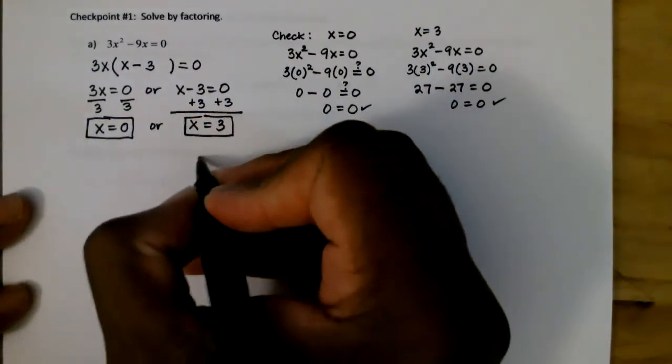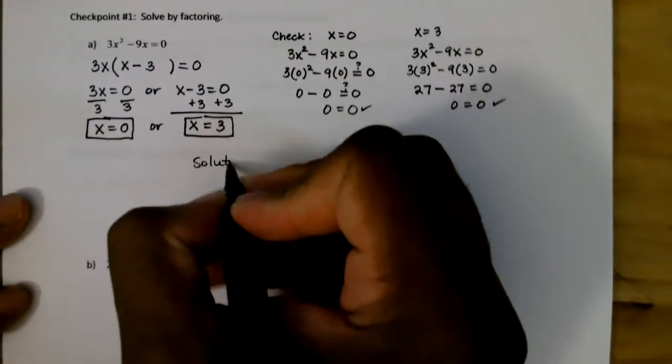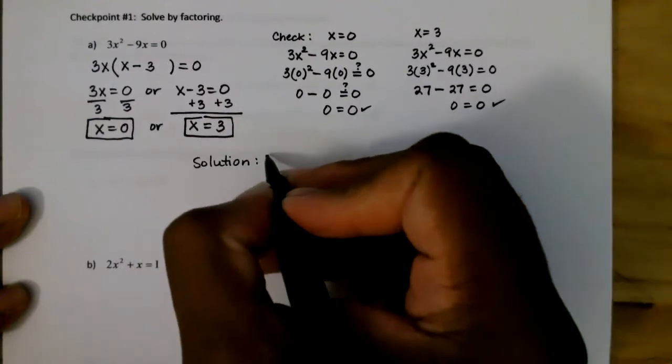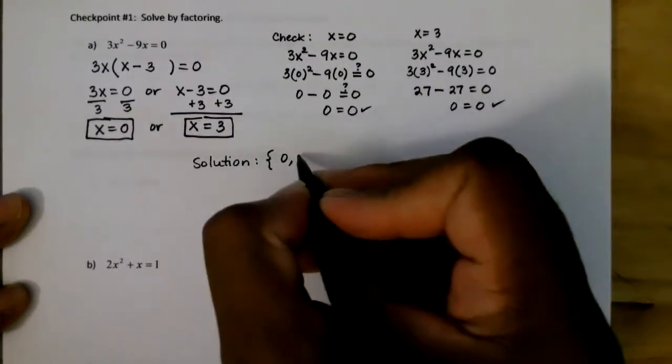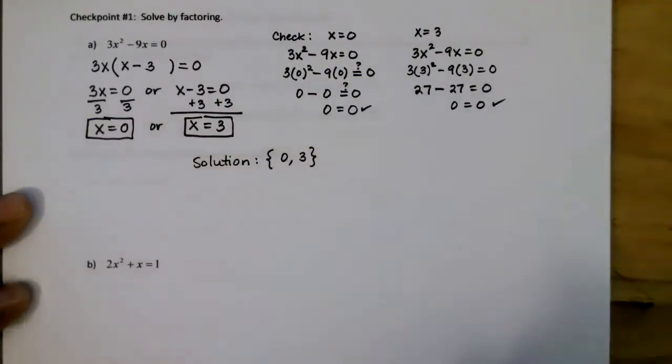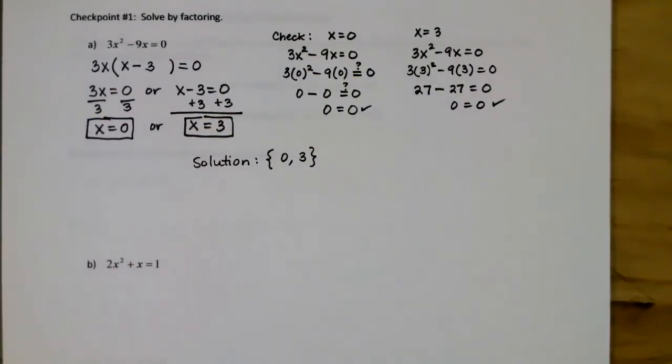So here, the solution is just going to be these two numbers, 0 and 3. And if you notice the highest exponent there is 2, that means that there are supposed to be 2 solutions to this equation because it is a quadratic equation. Okay.